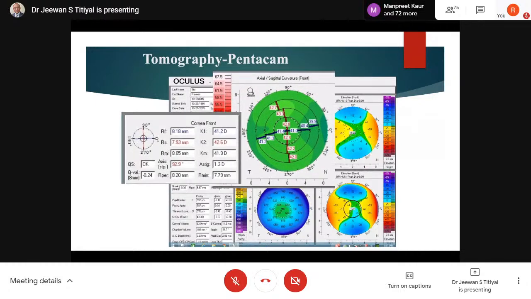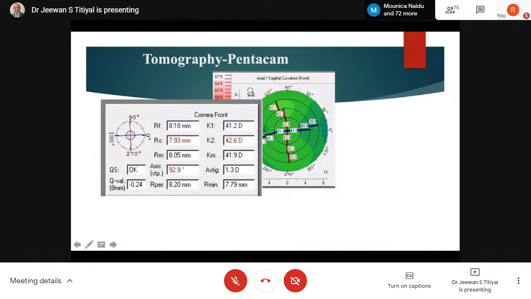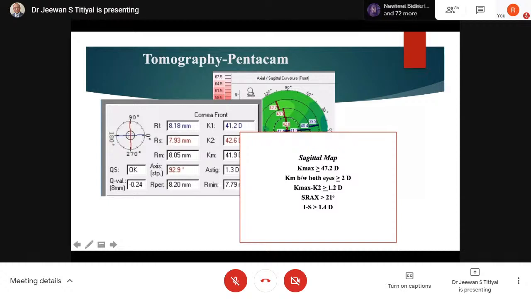If you look into the axial map, it will give you important parameters. It can give you a K1, K2, and an estimating value of 1.3 diopters. It also tells you whether your scanning is accurate or not, and gives you Q values for eccentricity of the cornea. So these are various cutoffs which we consider. Any keratometry value more than 47.2 is a suspect, or a difference between both eyes of more than 2 diopters, a Kmax-K2 difference of more than 1.2 diopters, a skewed radial axis of more than 21 degrees, or an inferior-superior difference of 1.4 diopters will also be important points in deciding if a patient is suitable or not suitable for a refractive procedure.